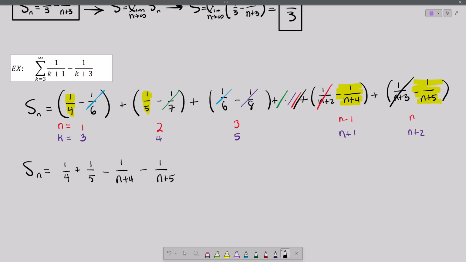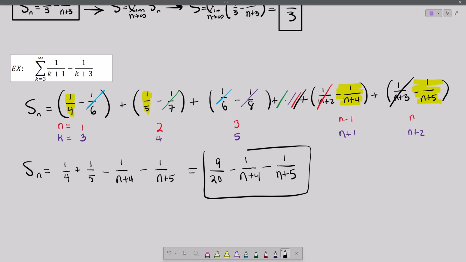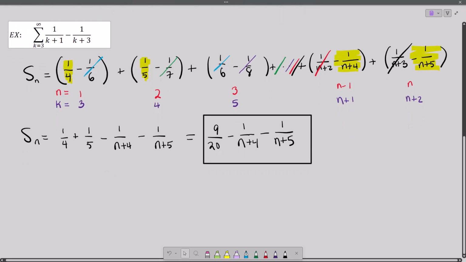And we can simplify this a little bit before we take the limit of it. So these two, we can get a common denominator of 20 here. So it's going to be 5 over 20 plus 4 over 20. So that's 9 over 20. So our simplified S sub n will be this. So there's S sub n, we have a formula for S sub n.